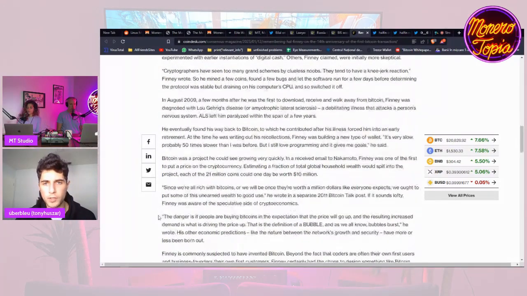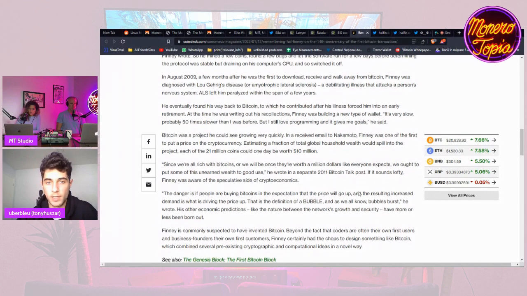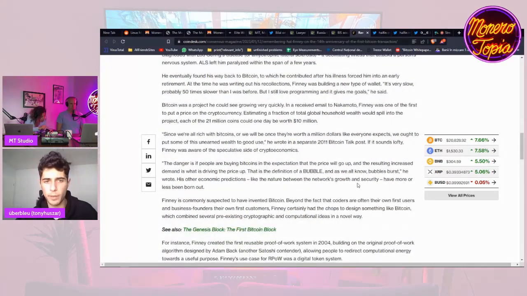Then he also talked about the price and that each of the 21 million coins could one day be worth $10 million. And then he also said, since we're all rich with Bitcoins, or we will be once they're worth $1 million, like everyone expects, we ought to put some of this unearned wealth to good use. This was in a separate 2011 Bitcoin Talk post. But what he mentioned is really good to hear and interesting. He said, the danger is if people are buying Bitcoins in the expectation that the price will go up, and the resulting increased demand is what is driving the price up. That is the definition of a bubble. And as we all know, bubbles burst, of course.